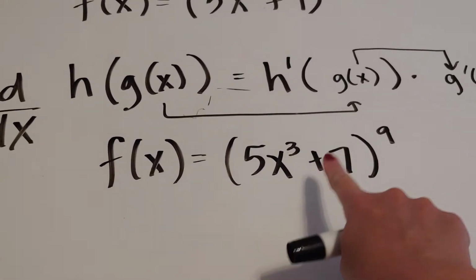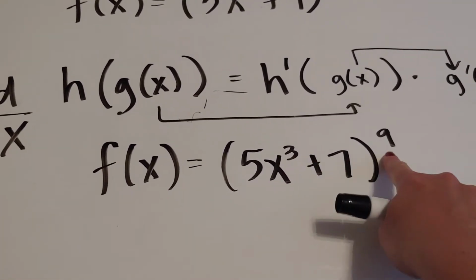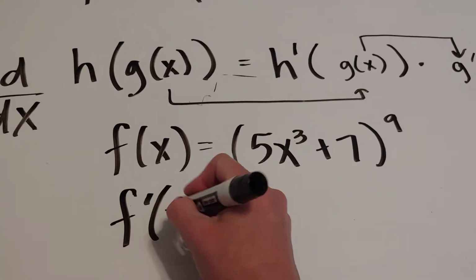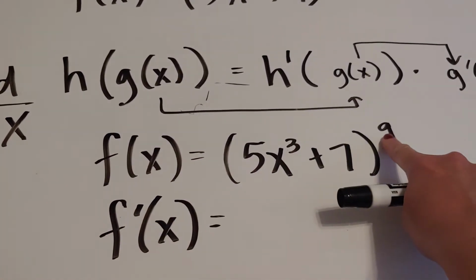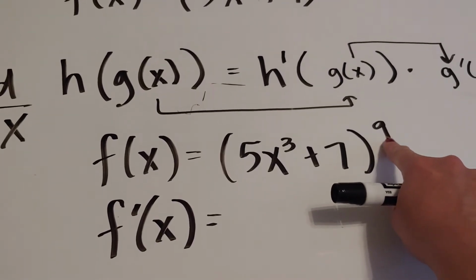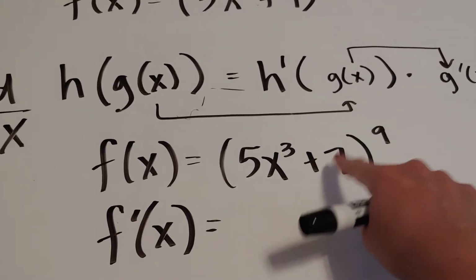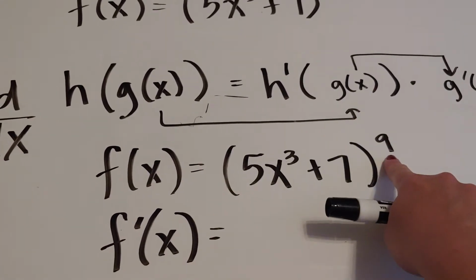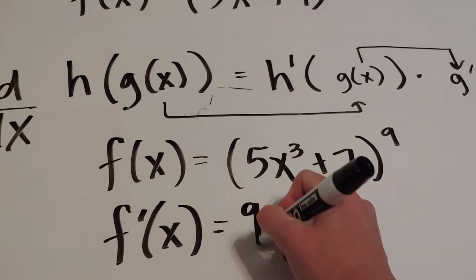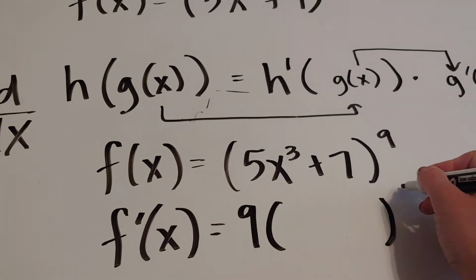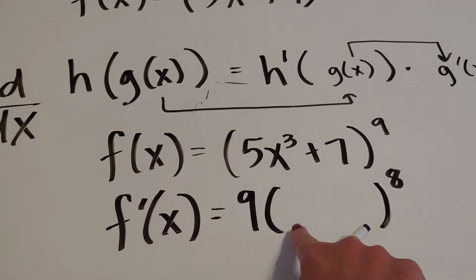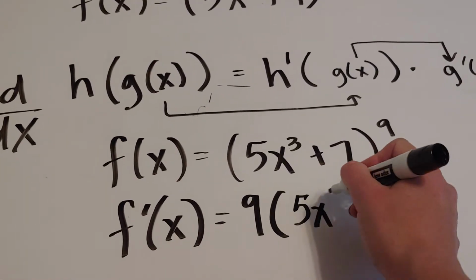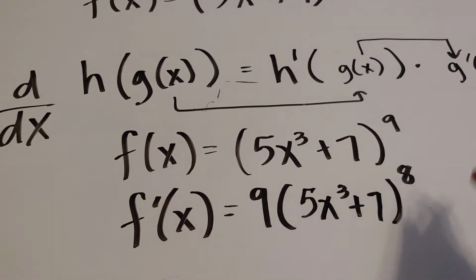Okay, so I got to know what's my inside and what's my outside. Okay, so the chain rule says I take the derivative of the outside. So what's the derivative of a power of 9? Like if this was x to the 9th, wouldn't we bring down the 9, subtract 1? Okay, so that's what we're going to do. We're going to bring down the 9. We're going to subtract 1. We are going to leave the inside untouched, 5x cubed plus 7.